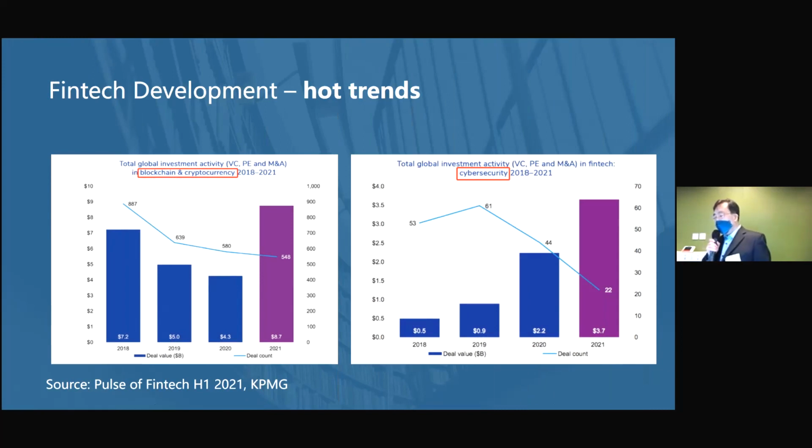And here are two diagrams. One is for blockchain and cryptocurrency investment activities in the whole world. And the other diagram is about cybersecurity. So you can see that we will also talk about cybersecurity in this program. And cybersecurity more or less becomes a top priority for FinTech development and for FinTech firms, because this is a major threat to some big companies.